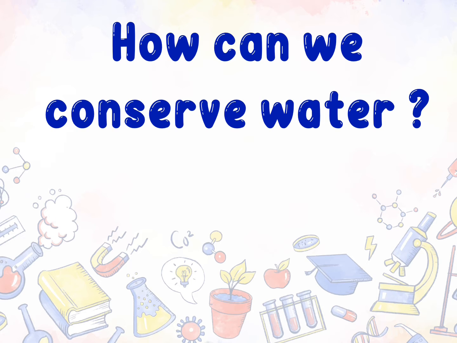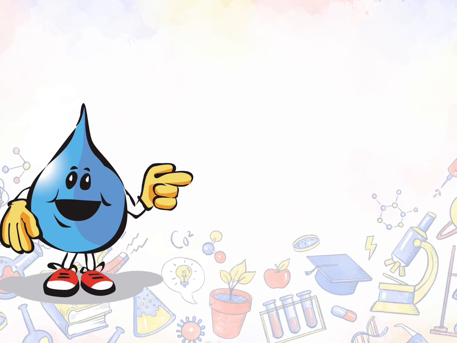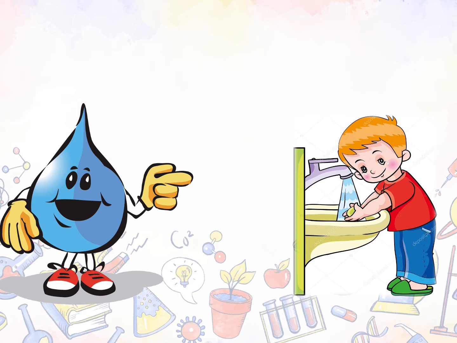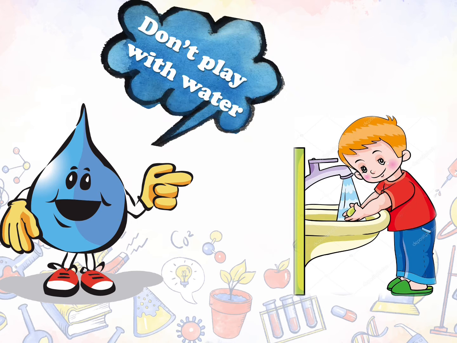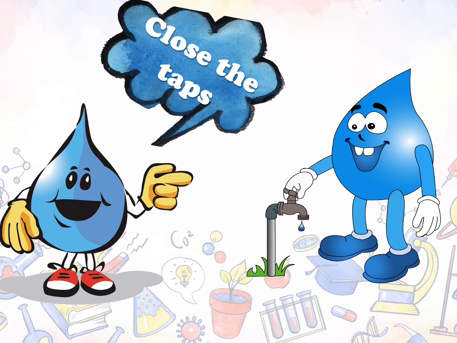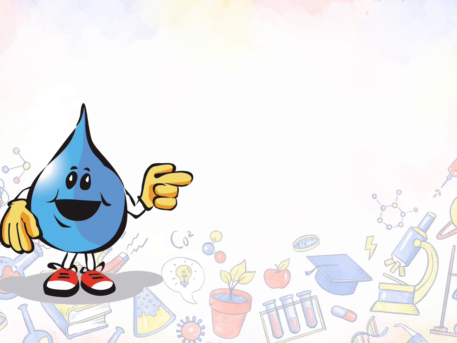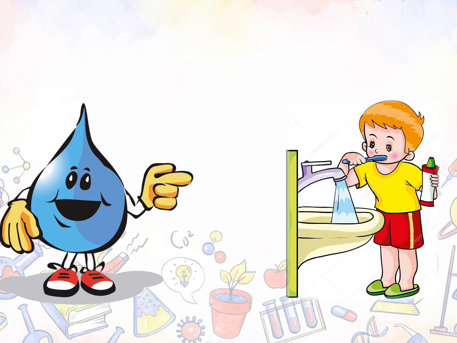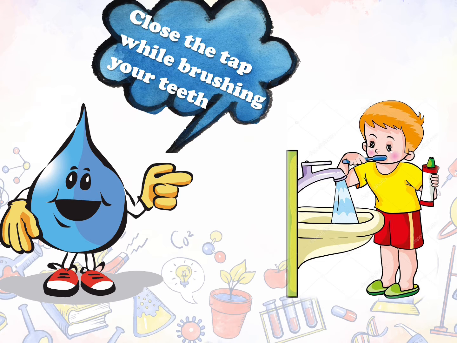So now let's see how we can conserve water. First of all, what we can do, stop playing with water. It doesn't say stop washing with water. You have to wash your hands, but don't play with water unnecessarily. Also, if you see any taps open, we need to close them so that the water will not be wasted. And also, when you brush your teeth, don't let the water run. You have to close the tap while you're brushing your teeth so that you don't waste. You can save the water.